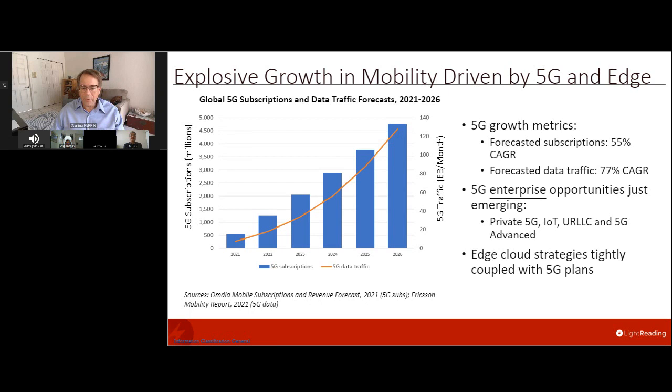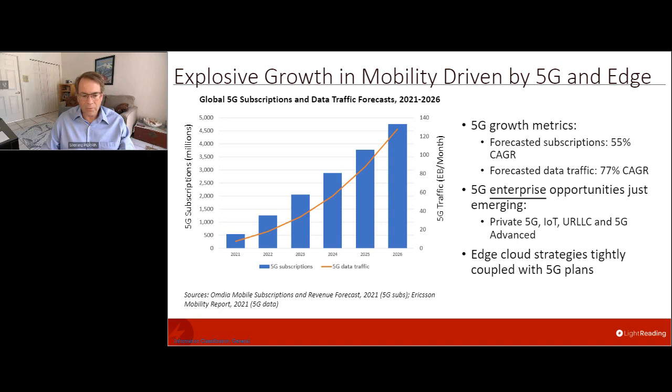So in terms of the overall market drivers, I want to address the access network from both the mobility side as well as the fixed network side. I'll start with mobility. And of course, what's driving mobility today is very much around 5G. The data on this slide is a combination of research from our colleagues at Omdia, which does a lot of the forecasting within our group, and also some data from Ericsson's mobility report.